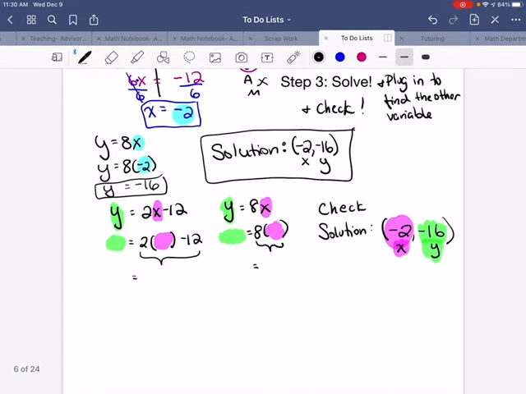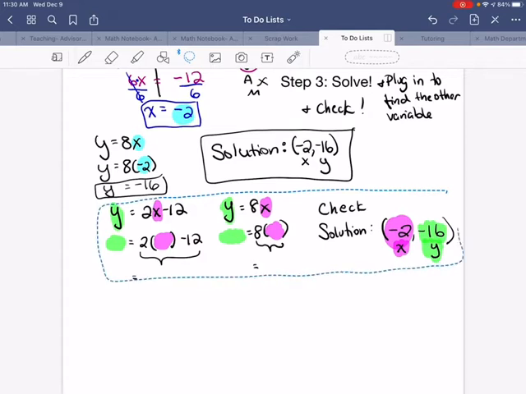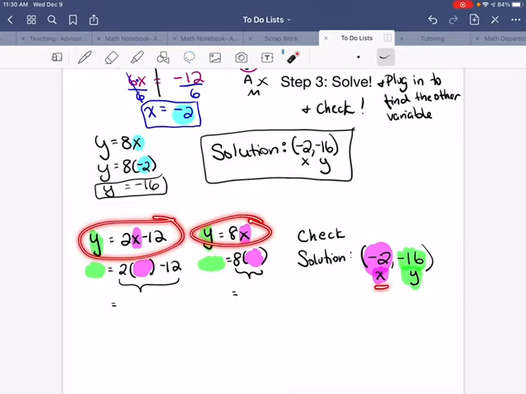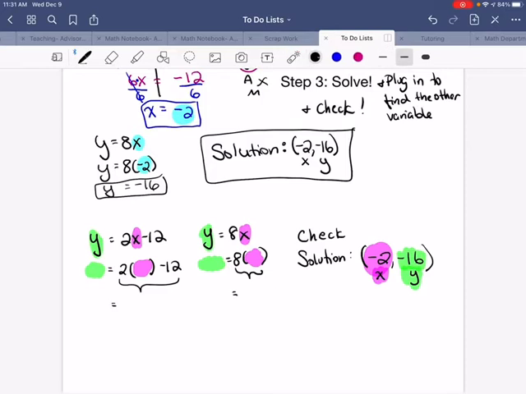So for the check, I am going to be looking, okay, to just make sure that this x and y works in both equations. So notice I just wrote my original equation and my original equation. And I have what x is in pink and what y is in green. So my x is in pink, it's negative 2. I'm plugging in negative 2 everywhere I see an x. I can do that here too, okay? And my y is negative 16, so everywhere I see a y, I put in negative 16.